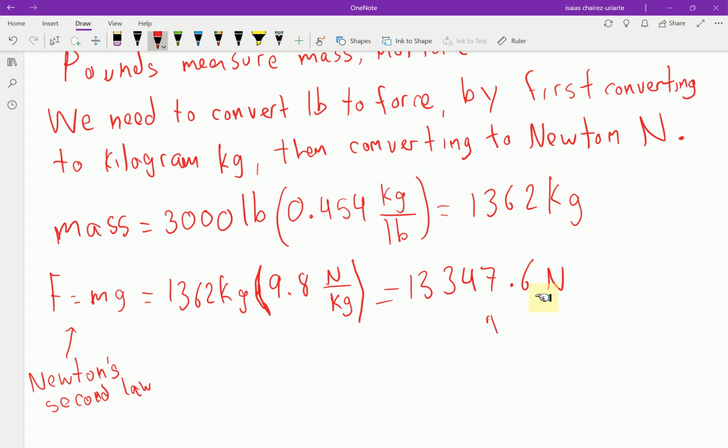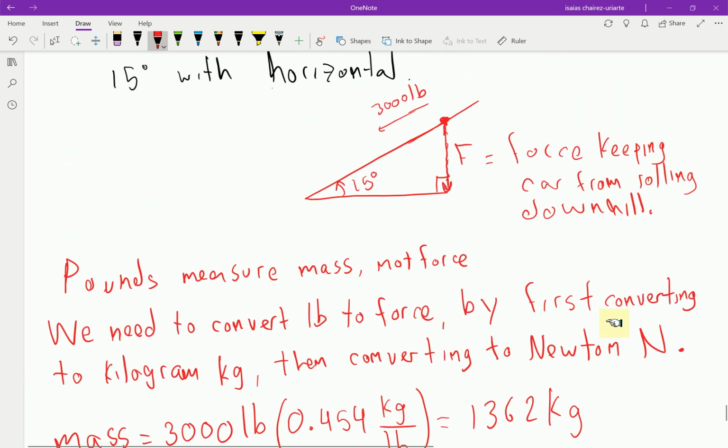Now this is a force. So I'm not dealing with pounds anymore. So this 3,000 pounds that we had earlier, we could also say 3,000 pounds is the same thing as 13,347.6 newtons. That's my 3,000 pound car. That's the force that wants to roll down the hill.